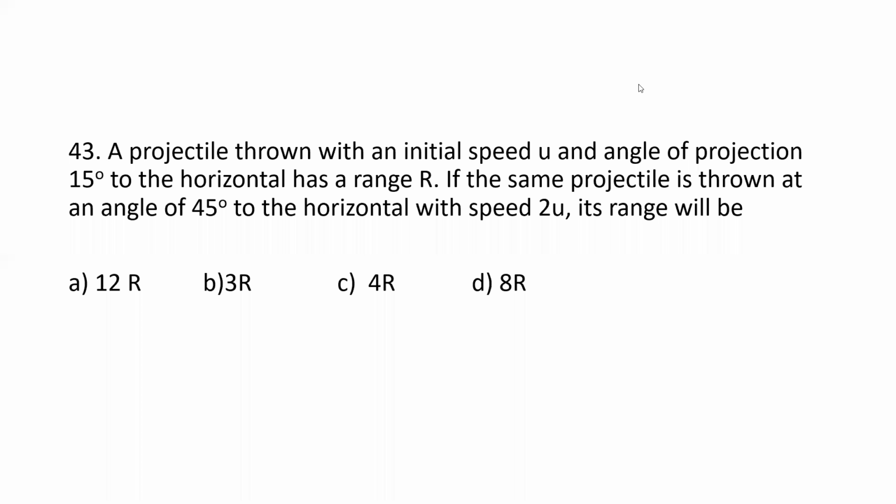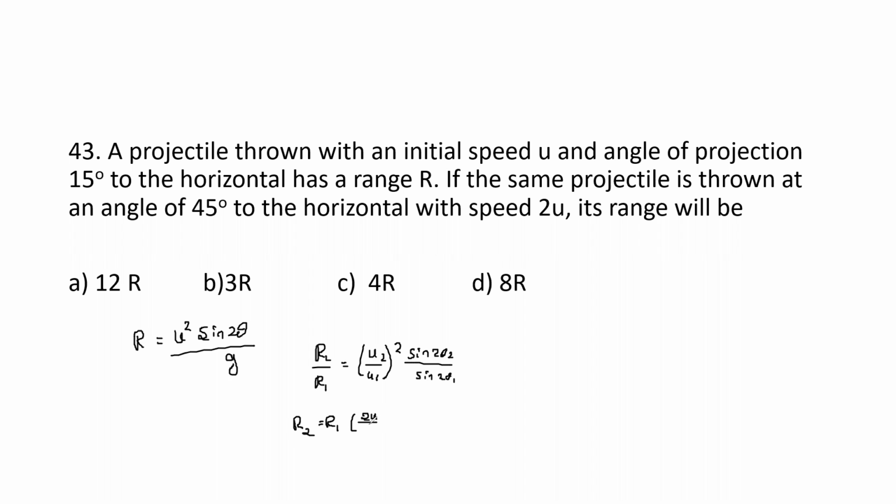So the solution is given by this. We have already come across many numericals based on this, so we can take the same formula for range. Here R is directly proportional to u square sine 2 theta. Take the ratio of R2 divided by R1, which is equal to u2 divided by u1 whole square into sine 2 theta 2 divided by sine 2 theta 1. So R2 is equal to R1 into the bracket 2u divided by u.